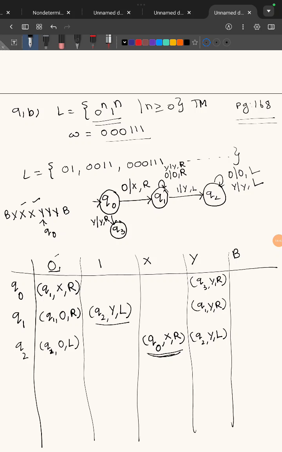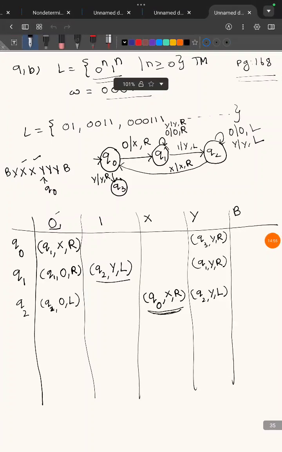Here I have forgotten to write this transition. Okay, in Q2 if I am seeing X, what we will do, X will be X only, and I will move in the right hand side direction, but I will change from Q2 to Q0. Okay, right, that is what we are doing.